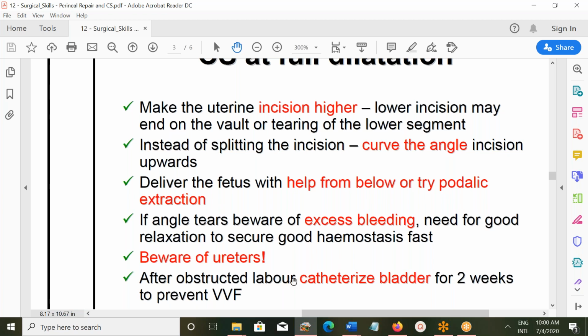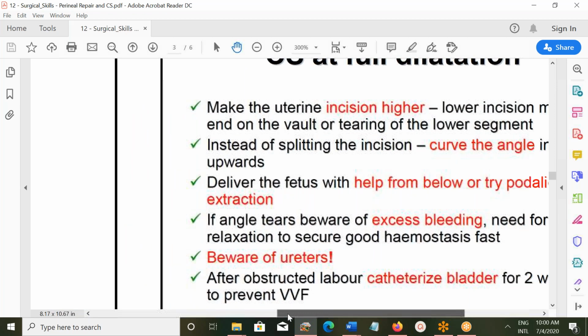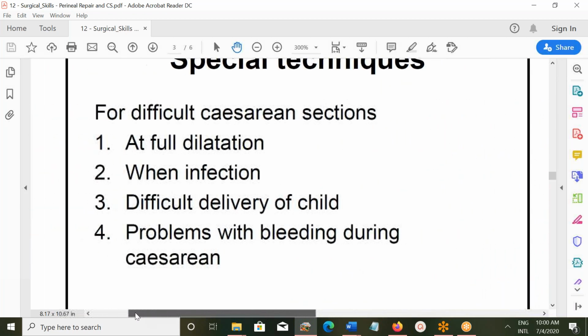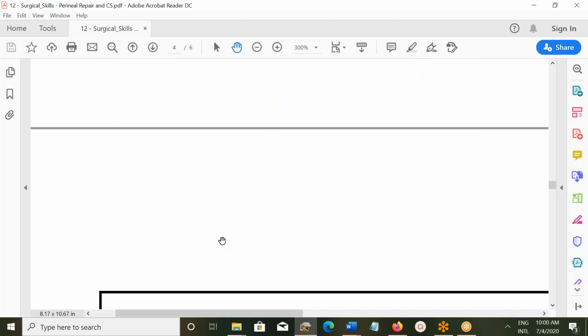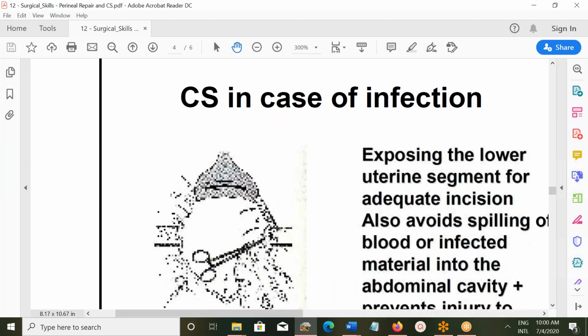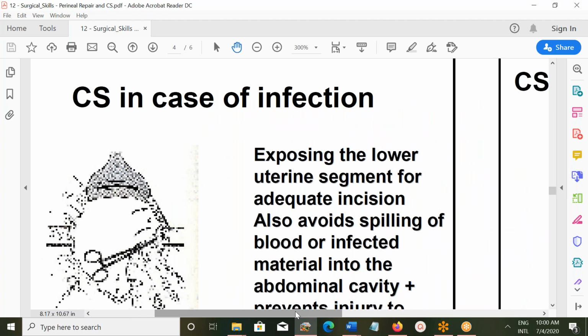After obstructed labor, we should catheterize the bladder for 2 weeks to prevent vesicovaginal fistula. If we are doing cesarean section after obstructed labor, then leave the catheter in place for 2 weeks, a long period of time, to avoid any stress on the incision, because it will lead to formation of the fistula.